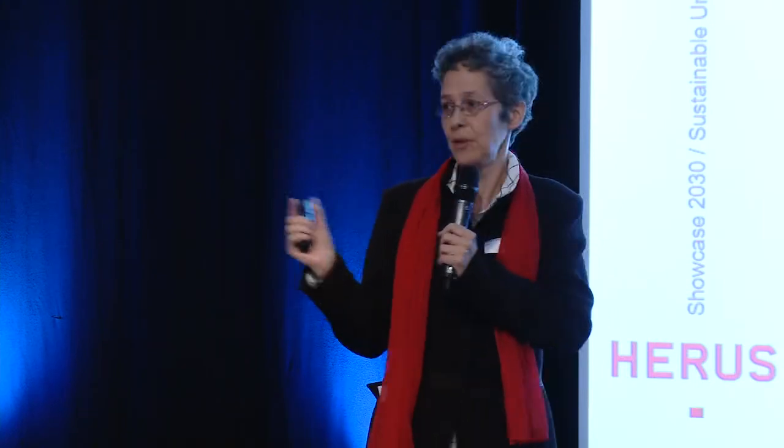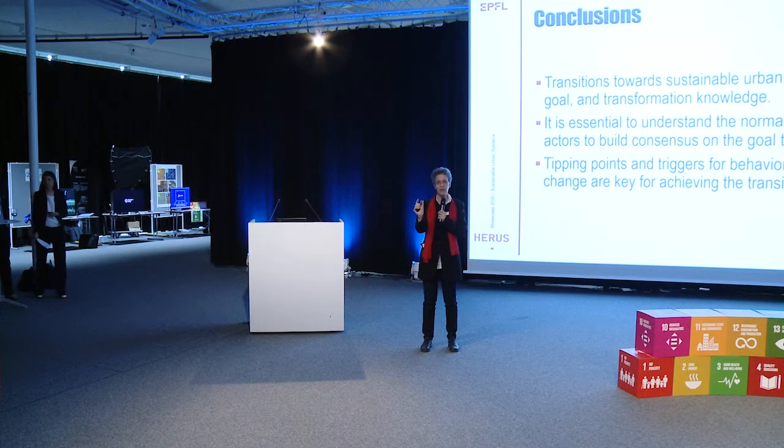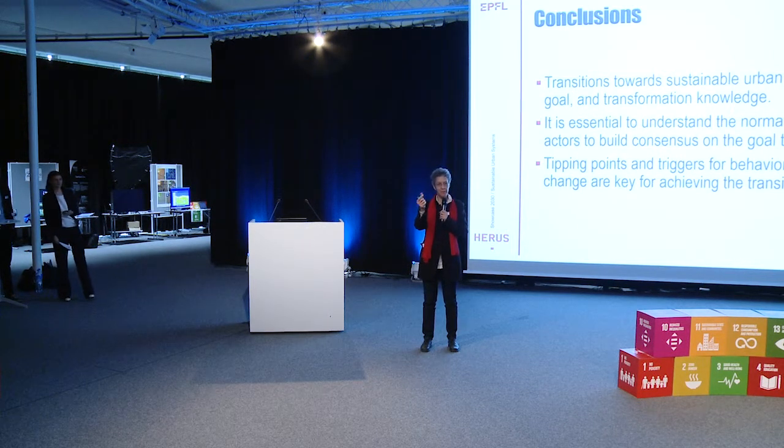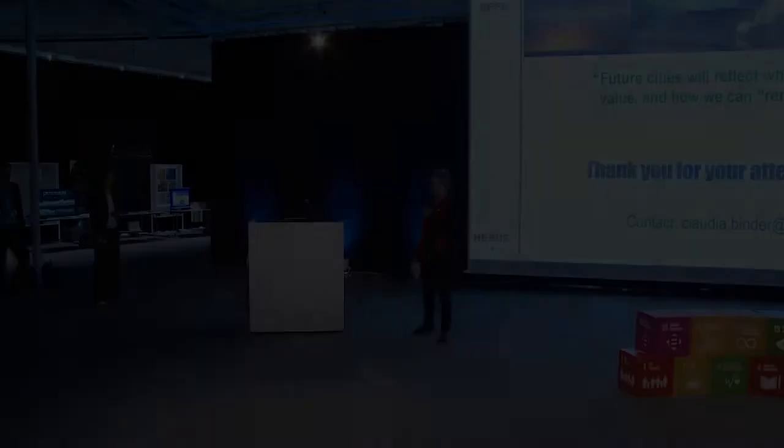So let me conclude. For this transition towards more sustainable cities and urban systems, we need these three types of knowledge. We cannot only analyze the system, we have to create transformation knowledge and to know where the goal is. And thereby, the normative, that means what is important for whom, how do I think what sustainability is. And we can only act on tipping points. So we have to figure out what the tipping points are, when we can trigger change, be it in mobility, in building, or in nutrition. Thank you very much.